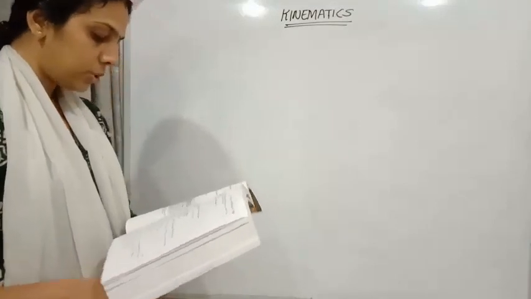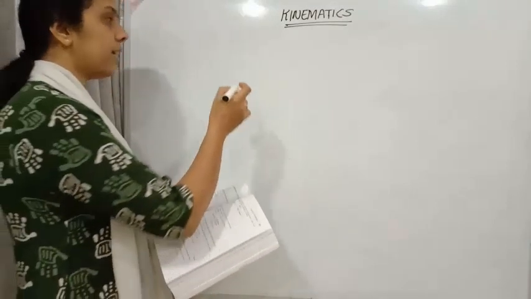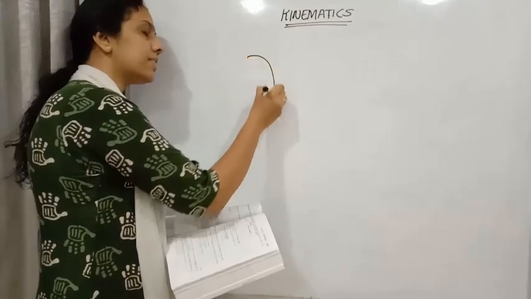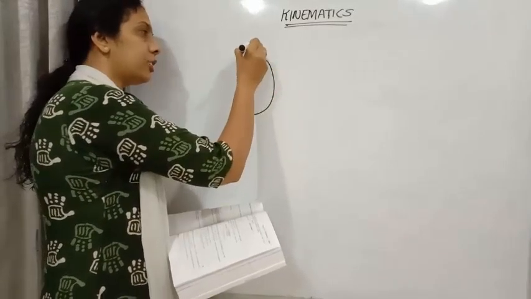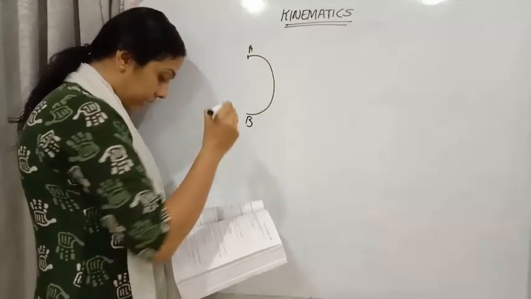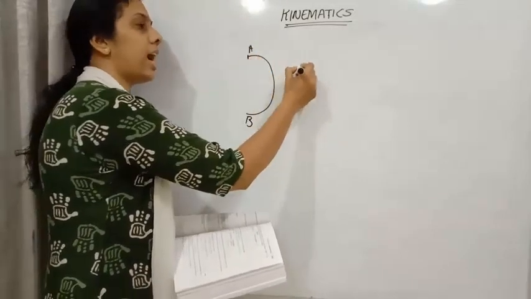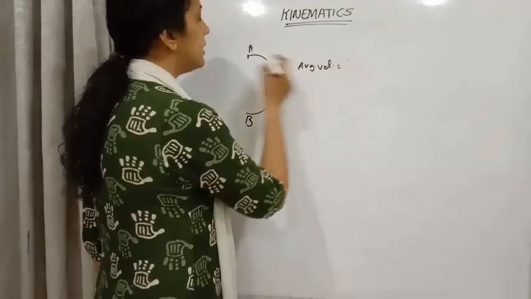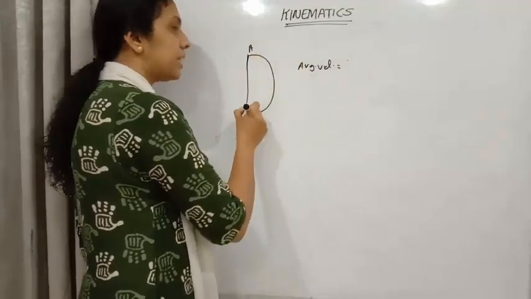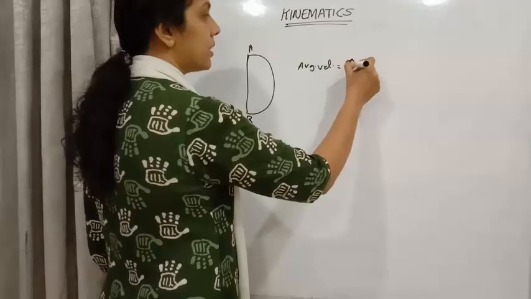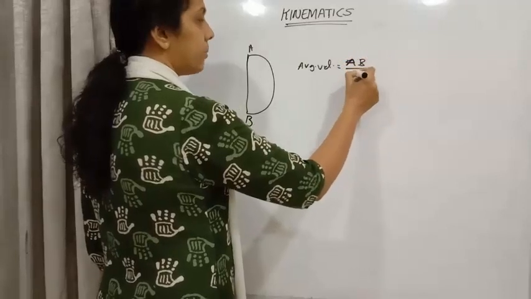Find the magnitude of average velocity. A particle is moving in a semicircle from A to B. In 1 second, find the magnitude of average velocity. Average velocity means displacement divided by time. What is displacement here? AB divided by time.